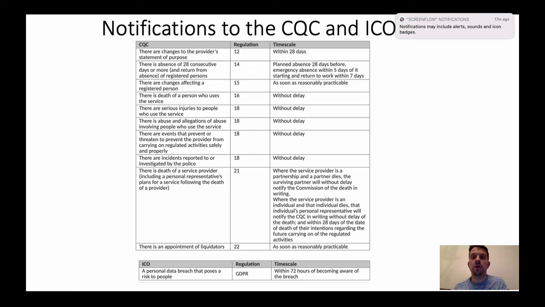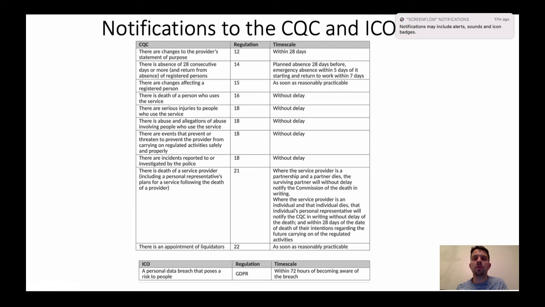Notifications to the CQC and the ICO. There are a few timescales basically for when we have to write to the CQC. Again, I don't think I particularly need to go through all of these, but please be aware there is a policy. If we just pick one of them out, so if there's an incident reported to or investigated by the police, that would come under Regulation 18.